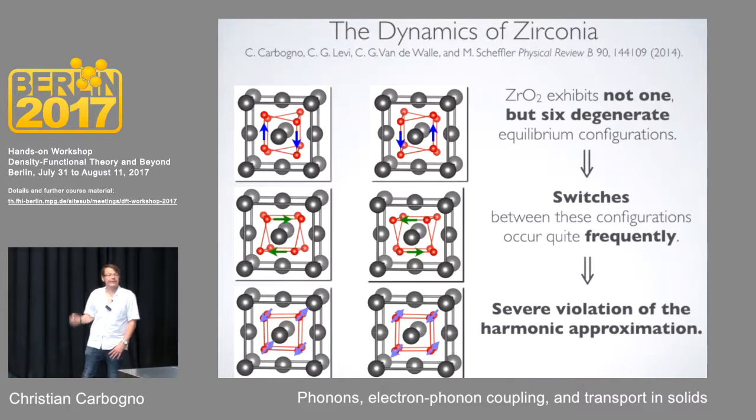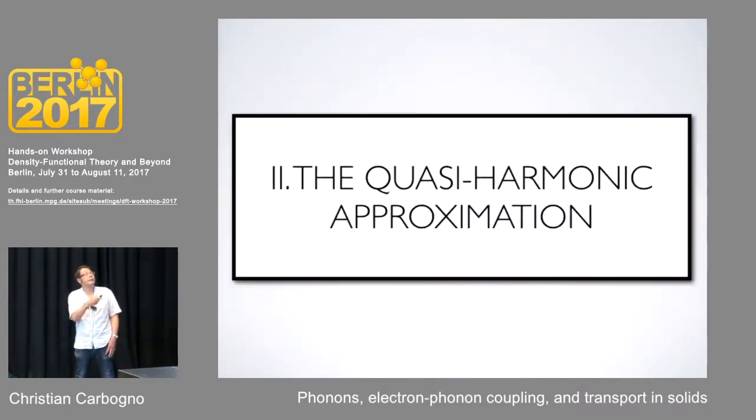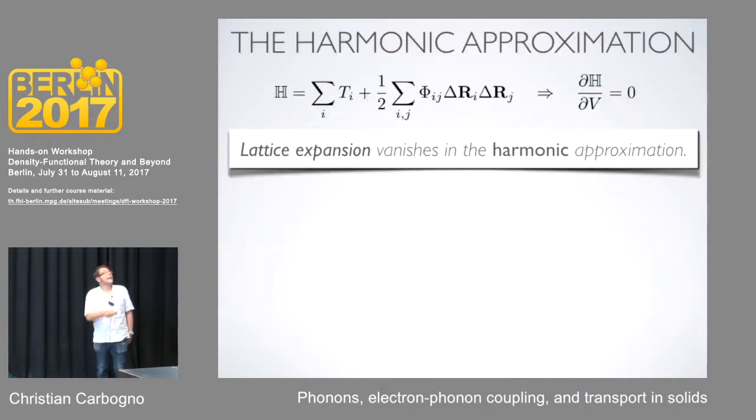Before going further, let me also give you a little outlook of what you will do in the afternoon. One can improve on the harmonic approximation by doing it in a quasi-harmonic way. One failure of the harmonic approximation is, for instance, that you cannot account for lattice expansion. And this is very simple to understand. Your Hamiltonian just depends on the force constants. This does not depend on the volume, so the derivative is 0. So there is no lattice expansion at all.